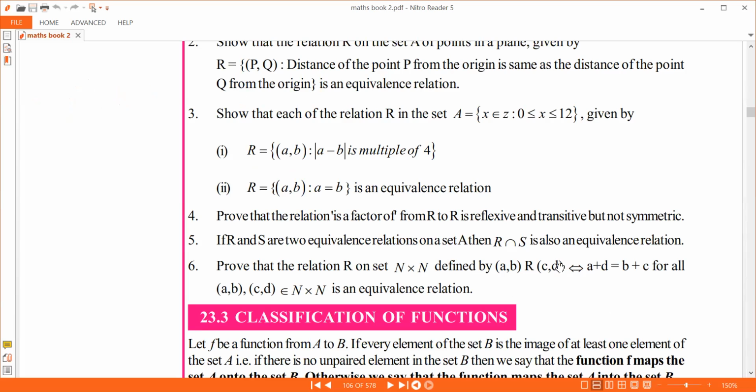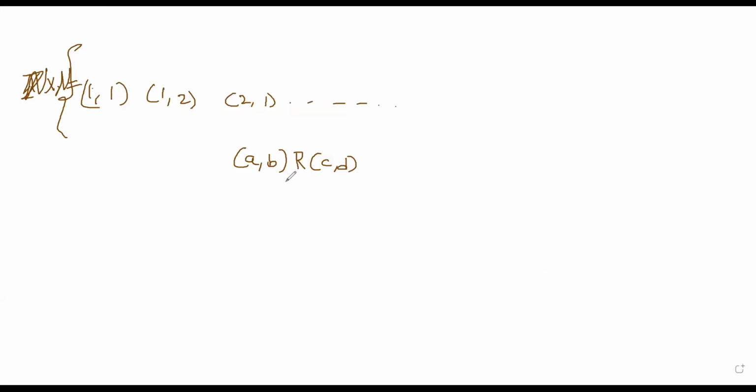The relation is a plus d is equal to b plus c. The sum of the extremes is equal to the sum of the means. So (a, b) related to (c, d) when a plus d is equal to b plus c, where a, b, c, d belong to N. This is the relation, and you have to prove that this is an equivalence relation.